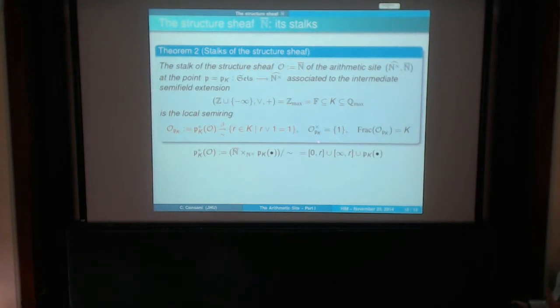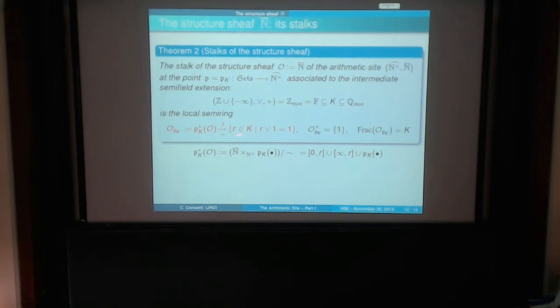So this is a local semi-ring. And the fraction field of this local semi-ring is K. What is important to say from the start is that the stalk is automatically endowed with this fraction of semi-ring. This is because what you have is a sheaf of semi-rings, so the stalk is automatically a semi-ring. And this theorem determines the semi-ring fraction of the stalk.